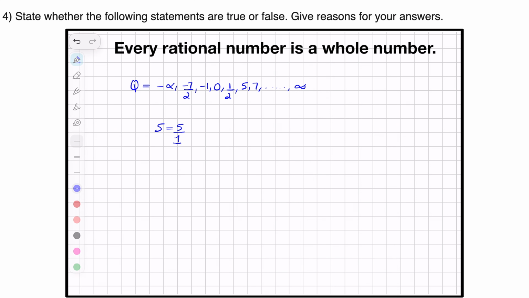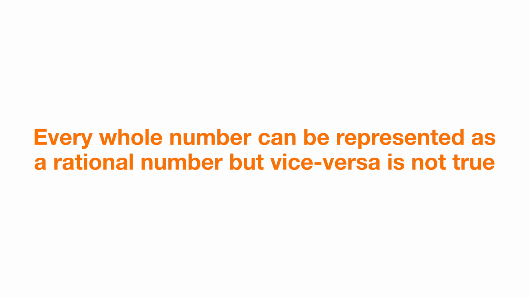But let's say we pick 1 by 2. 1 by 2 is already in the fractional form, but 1 by 2 is not a whole number, right? Whole numbers are only 0 and all the natural numbers. So the answer to the question in this problem is, it is false. Before we move ahead, we can rewrite this knowledge that we have learned as: we can represent every whole number as a rational number, but the vice versa is not true.